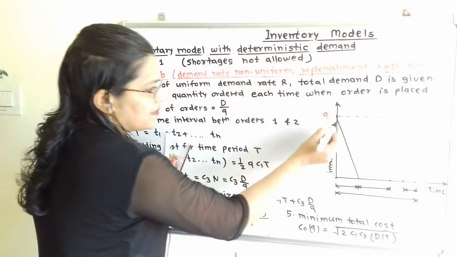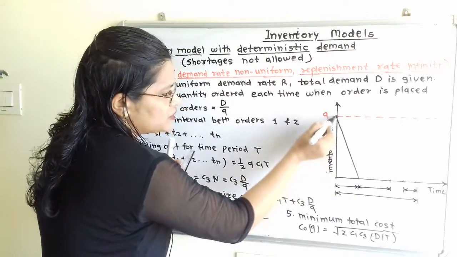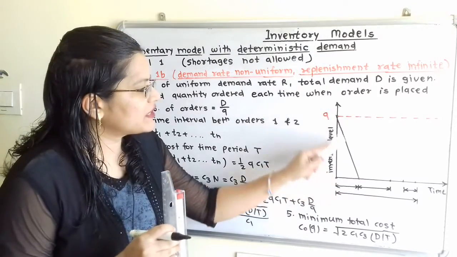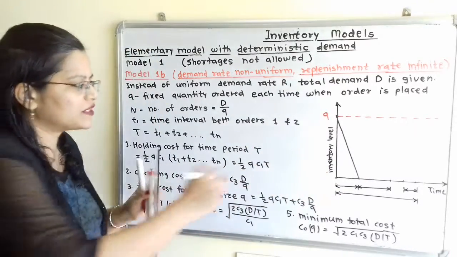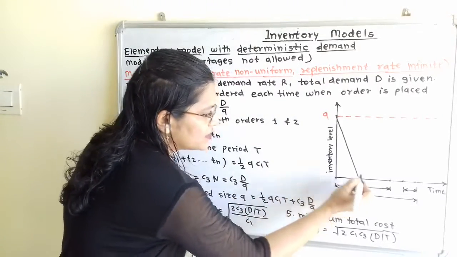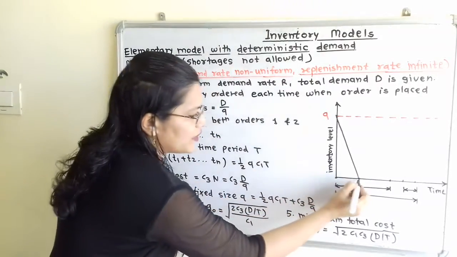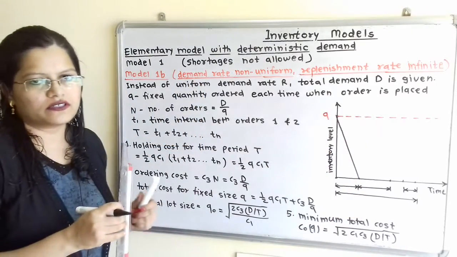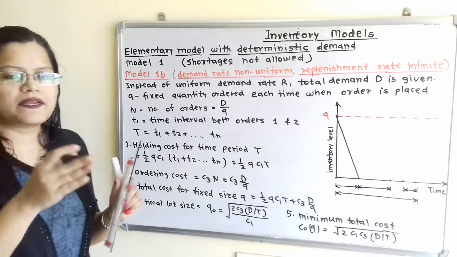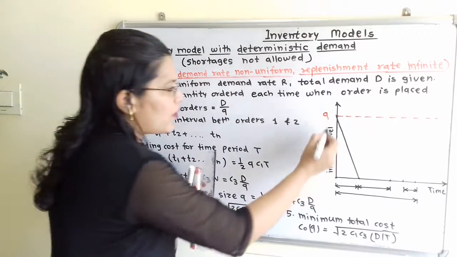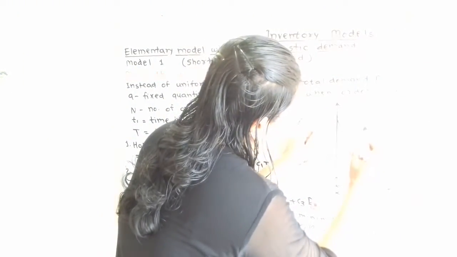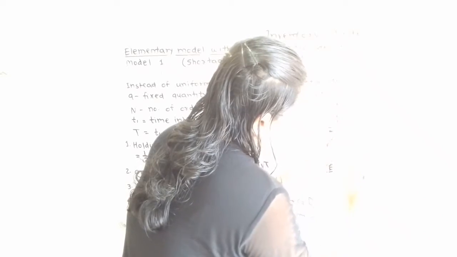Demand rate, that is the consumption rate, is non-uniform. How to show that? Because each and every time this slope is not constant. Here is the second order, because at this point there is no inventory, that is zero inventory, so at this point we again place the order. Whenever the order is placed, replenishment is instantaneous and the quantity is fixed, that is Q. So again I will draw a vertical line, and up to this line the quantity is filled up.